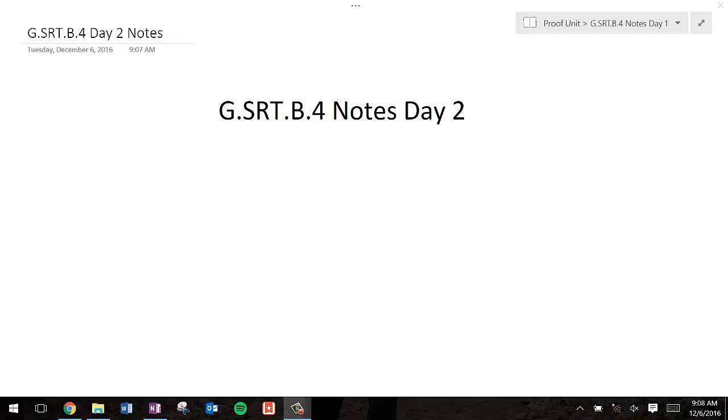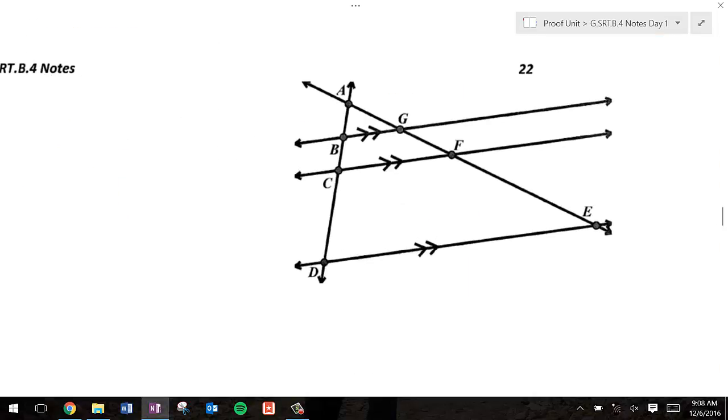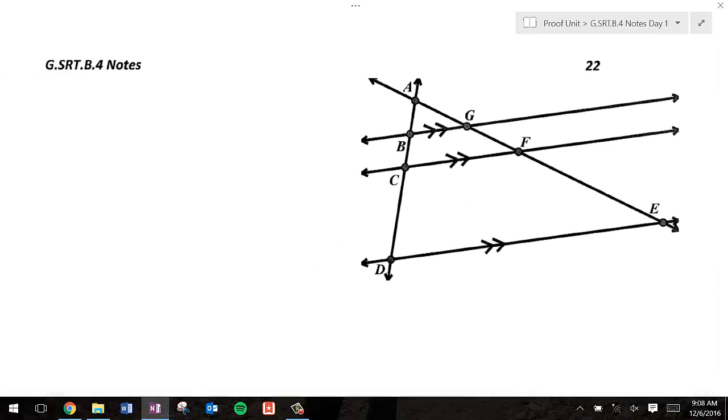Welcome back. We're just going to do a quick video to add on to the last video's discussion on proportions and using the side-splitter theorem, angle bisector theorem, and Pythagorean theorem in similar triangles. First, we're going to look at an image at the top of page 22 of your notes. There are so many proportions in here that I want to indicate.